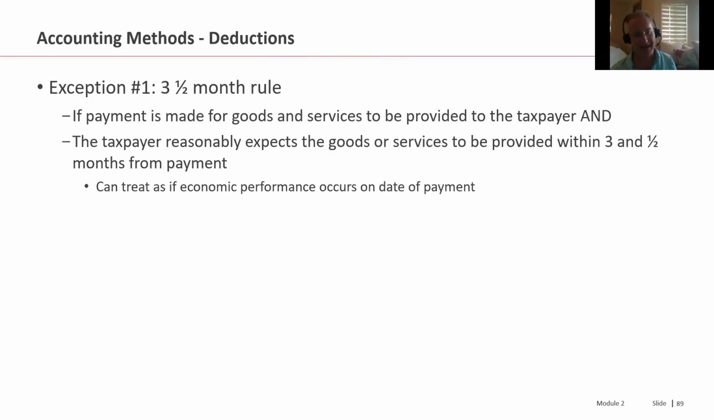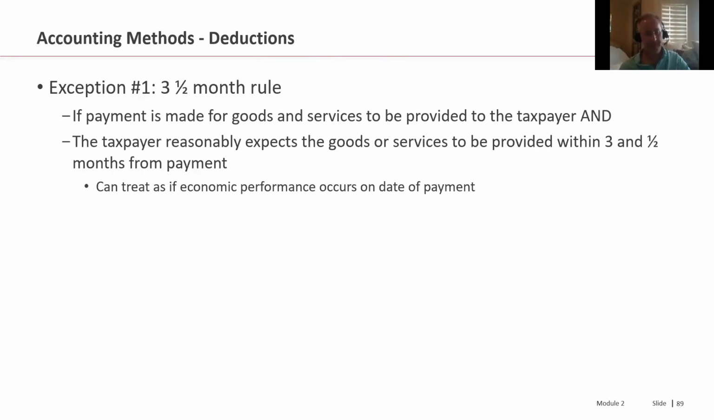They can go ahead and treat it as if economic performance occurs on the date of payment. So the classic case for this used to be postage machines. It used to be that you had a postage machine in your office provided by Pitney Bowes, and you sent Pitney Bowes a check, and they put postage on your machine. And then you just used a stamp machine provided by them, and you posted all your letters.